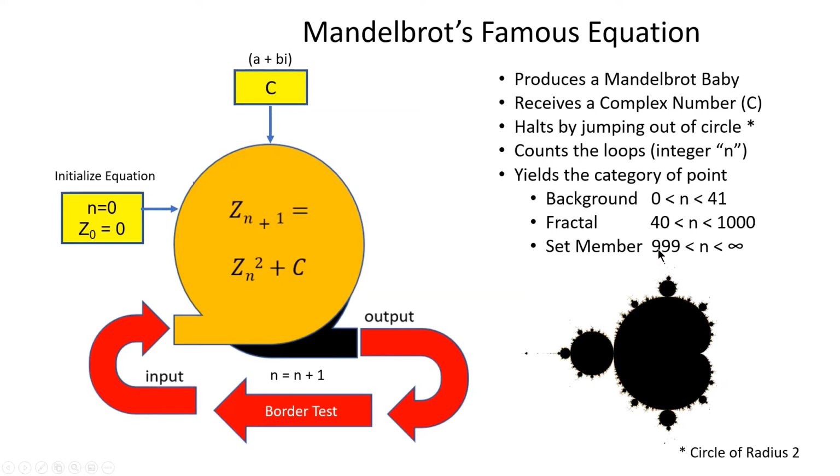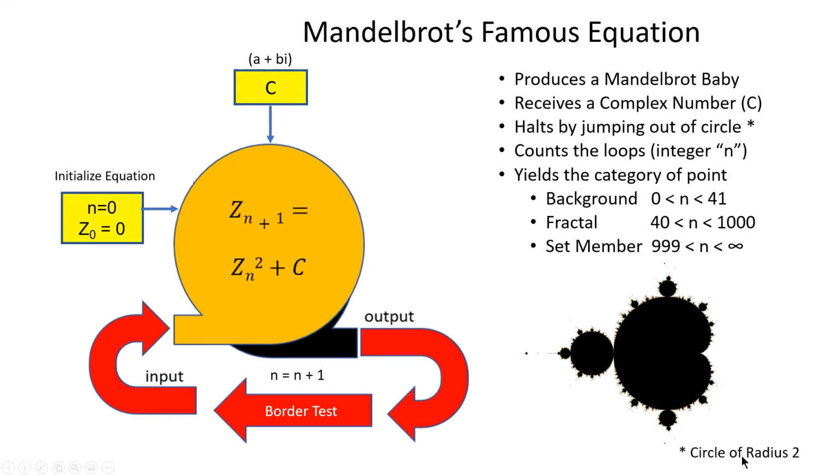And that's what happens. We put a little trigger mechanism here that says you can pass the border test all day long, but if you pass over 1,000 of them, you're going to be black. We'll call you a set member. So that's how it works. Let's just review it real quickly. To produce a Mandelbrot baby, you pick points from the complex number plane, and you feed them to the equation, and it loops. It continues to loop as long as it doesn't jump outside the circle, but eventually it will jump outside the circle.